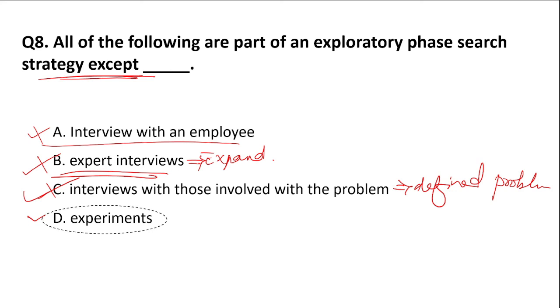In experimental research, the researcher performs experiments. Experimental research is a scientific method of research, whereas exploratory research is a non-scientific way of research. That means option D is correct, and experiment is not a part of an exploratory phase.